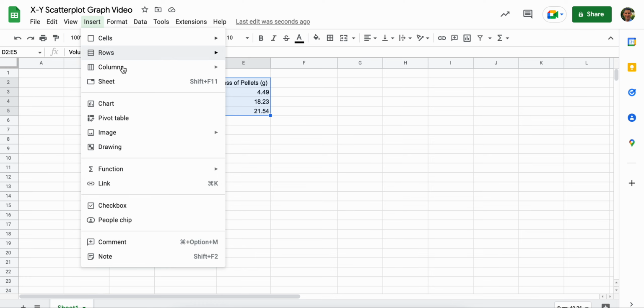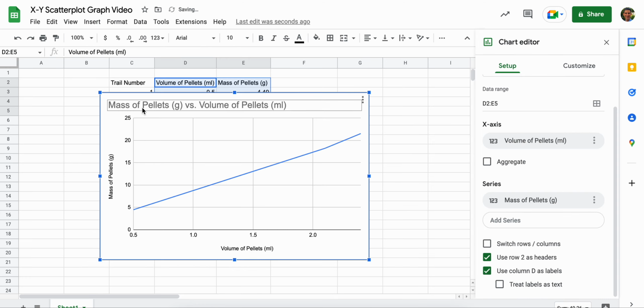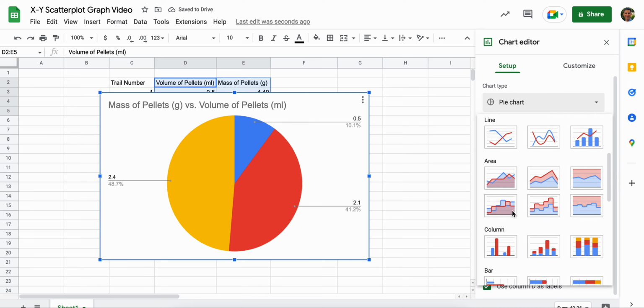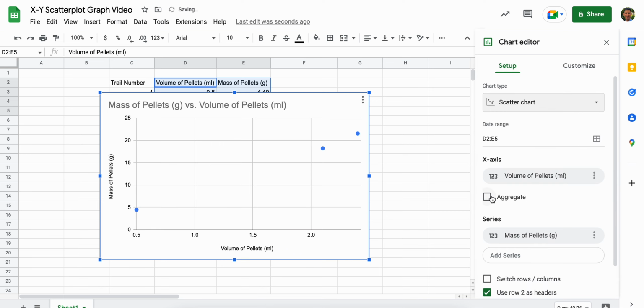Then click Insert, Chart, and then you can make many different types of graphs, but today we're going to make a XY scatter plot. So you can see it's already got a title. It's got the y-axis versus the x-axis, and it's got the axes labeled with units as well. And we've got these data points.